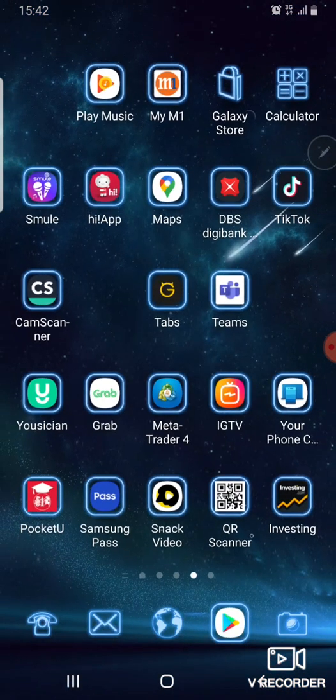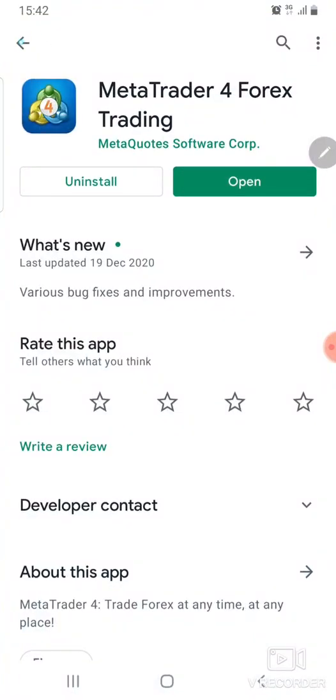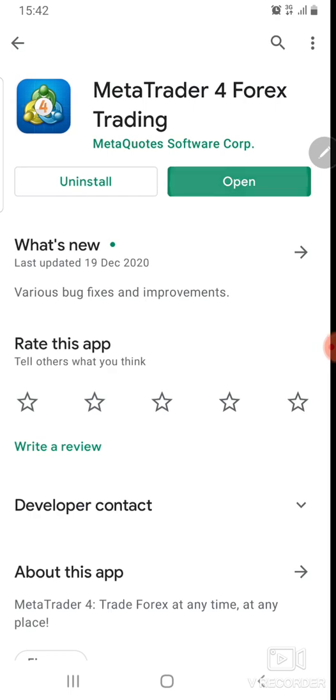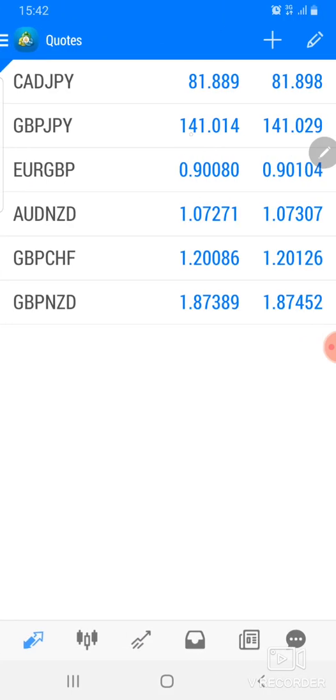So first of all, you have to download the trading app MT4, which is from the Android. You just type MT4 and you should be able to open and download this. And then once you open it, it should direct you to this app. This is the app that you're going to use for trading.